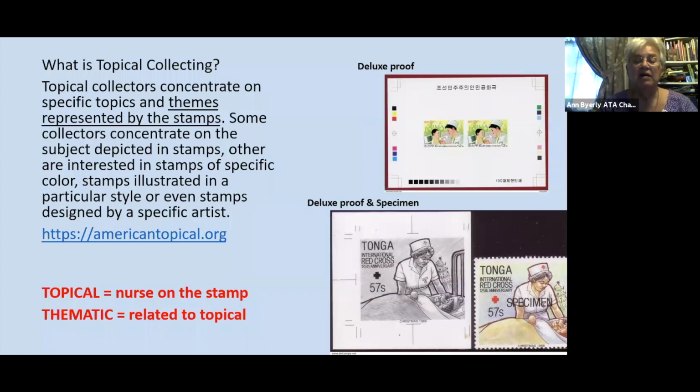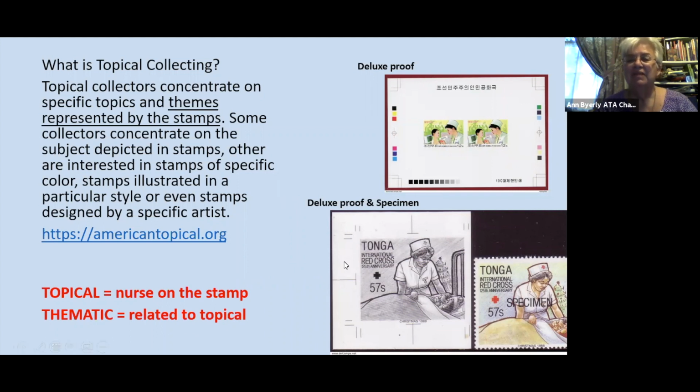But as Jennifer said in her talk on Saturday, topical is the nurse on the stamp, thematic is related to the topic. And so it's a broader definition, I guess, is what I want to say. So when I write Chapter Chatter, I tend to include a lot of information because the newsletters are full of great information, but I'm not sure necessarily if it's all topical or all thematic, but I like to include them.